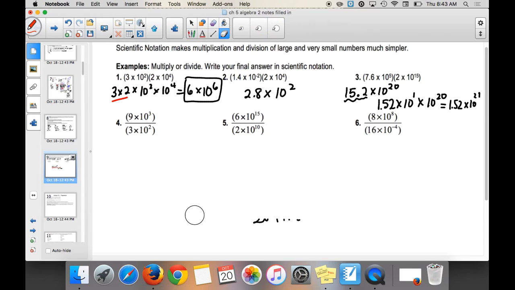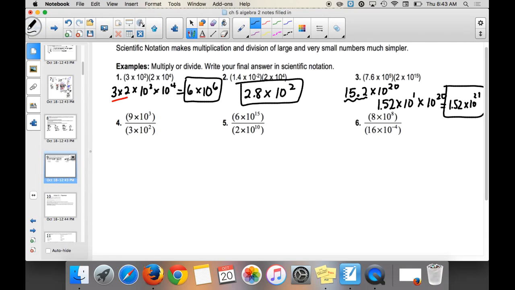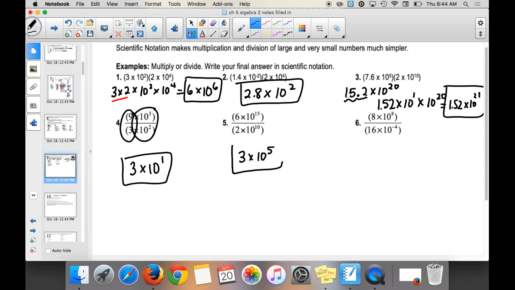All right, and then same idea with division. So I have 9 divided by 3. 9 divided by 3 is 3. And then I have 10 to the 3rd divided by 10 squared. That's going to be 10 to the 1st. So it's 3 times 10 to the 1st. We typically do put the 1st when we do scientific notation. All right, the next one is going to be 3 times 10 to the what power? 5th. We subtract our exponents, exactly.